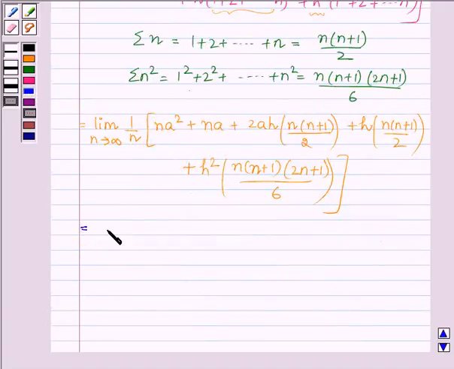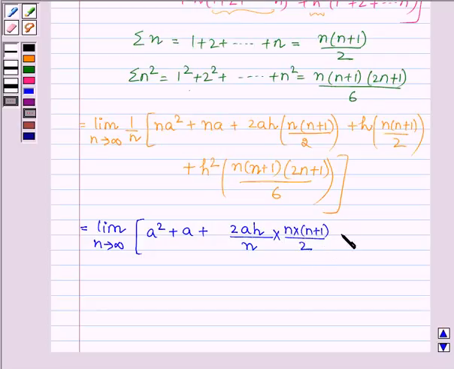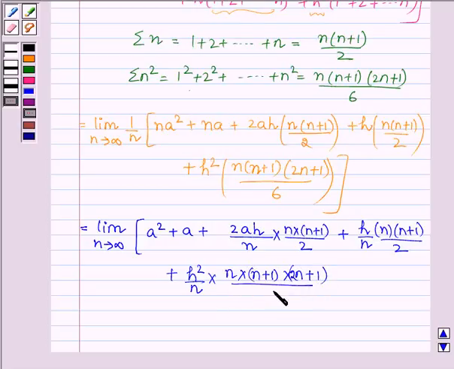Now taking 1 by n inside the bracket, we get limit as n approaches infinity a square plus a plus 2ah upon n into n plus 1 upon 2, plus here also we have h upon n into n plus 1 upon 2, plus h square upon n into n plus 1 into 2n plus 1 upon 6.